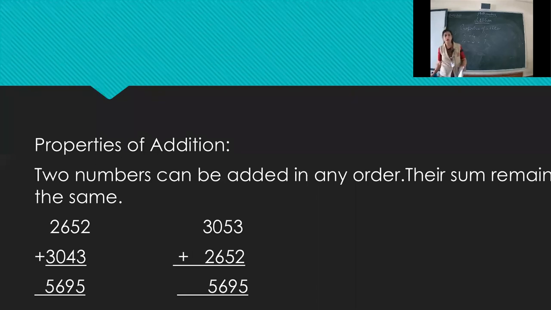So on your screen, I have taken big numbers. Just see. These small numbers are just to explain you. The numbers are 2652. Now you are also in class 4, so you have to deal with big numbers. And when you are adding 3043, you will get the answer.